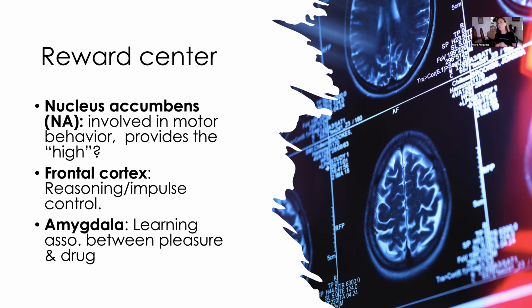Your frontal cortex is about reasoning. It's making sure you can do things in a reasonable way. It's planning. It's impulse control.